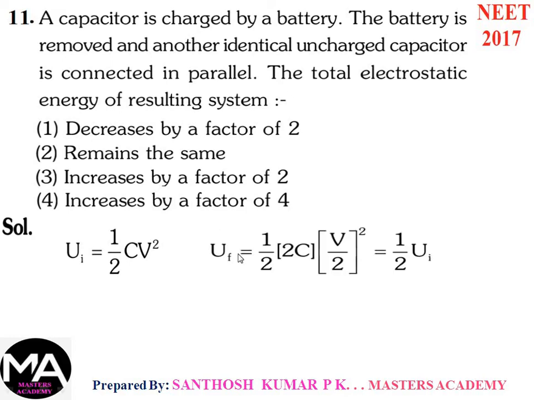The final energy is UF is equal to half into 2C into V by 2, because whenever the battery is removed and another identical uncharged capacitor is connected, the capacitance adds up and the voltage reduces. Therefore, UF is equal to half 2C, 2 and 2 cancels, and V square by 2, which is nothing but half into UI. Therefore, the final energy is 1 by 2 times the initial energy. Therefore, the option is the first one, because the electrostatic energy decreases by a factor of 2.